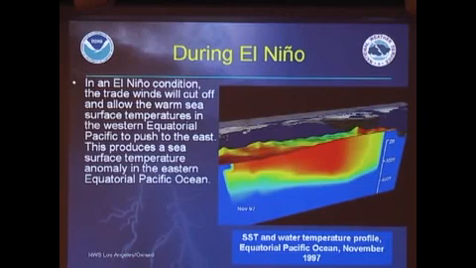We have a product called the Coastal Waters Forecast, released every 6 hours each day. The Coastal Waters Forecast will give you the wind speed and direction, as well as the expected sea heights and swell heights, and any inclement weather that you might encounter. And that would be on our website under the marine section.